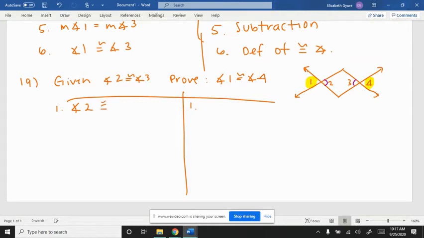Okay, so first let's put our given. Angle 2 is congruent to angle 3. That is given. And now we need to introduce angle 1 and angle 4 into our proof. It is up to you if you do this in 1 step or 2 steps. But how could I introduce it into my proof? What can I say?